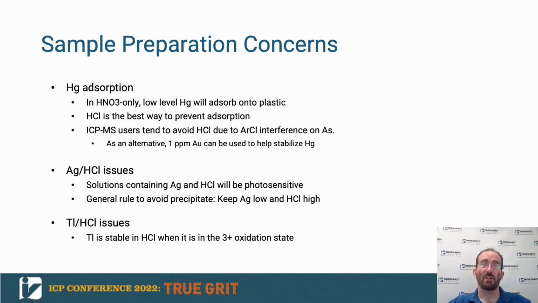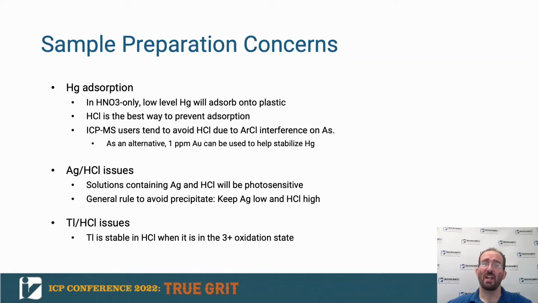We have found that in nitric acid only matrices, about 1 ppm of mercury will absorb onto the sidewalls of plastic containers. This is not a big deal if you're looking at a 10,000 ppm standard for mercury, but if you're looking at a sample that only had 1 ppm of mercury to start with, it is suddenly a very big deal. If you do use gold to stabilize the mercury, you'll need to watch out for your matrix. While most of our gold standards are stabilized with hydrochloric acid, we do offer gold standards in nitric acid to be used for this purpose.